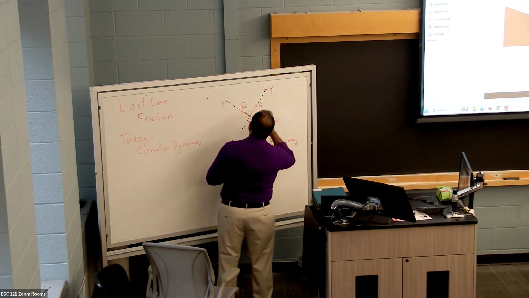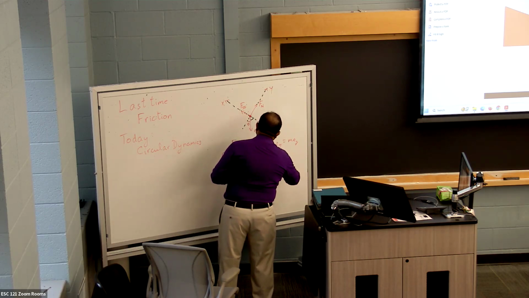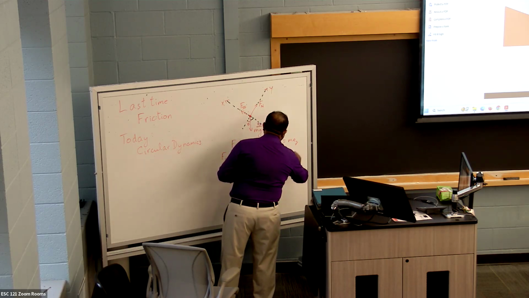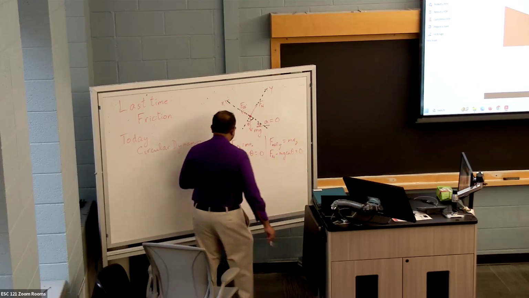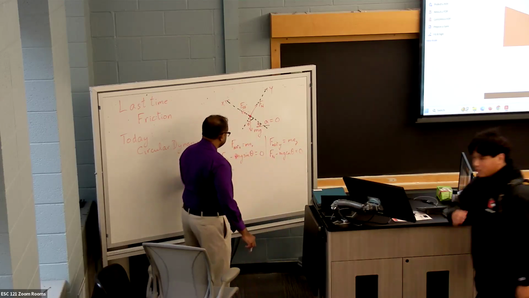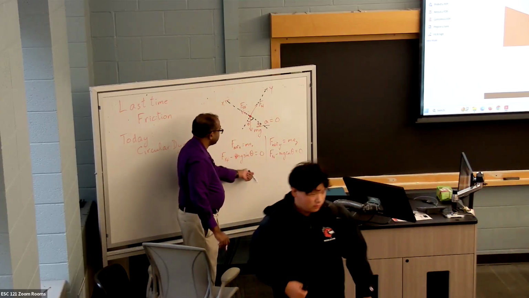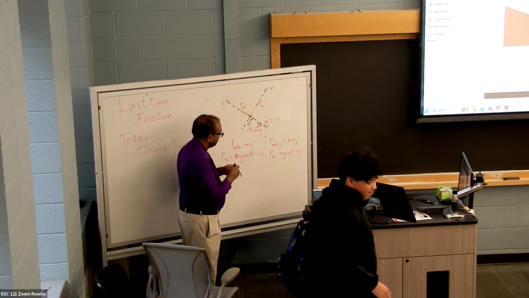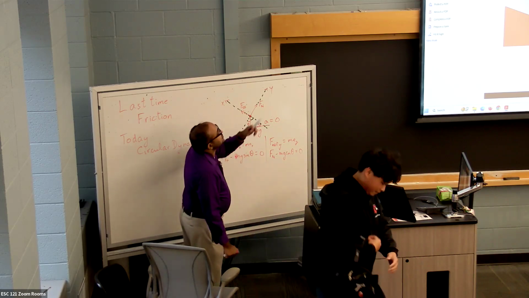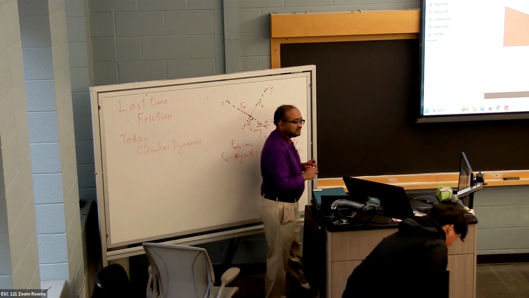And in the Y direction, similar equation, we have Fn minus mg cosine theta equals 0. And so from here we see that the force of static friction equals mg sine theta. And so the answer is A.